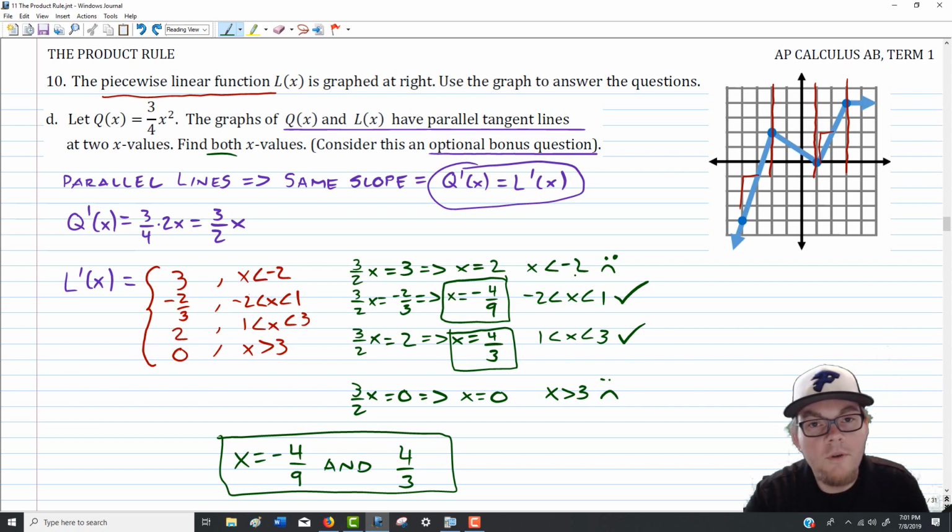So there it is. Again, optional bonus question, but if you can do this, ooh, you're in good shape. So there you go. There is 10D.